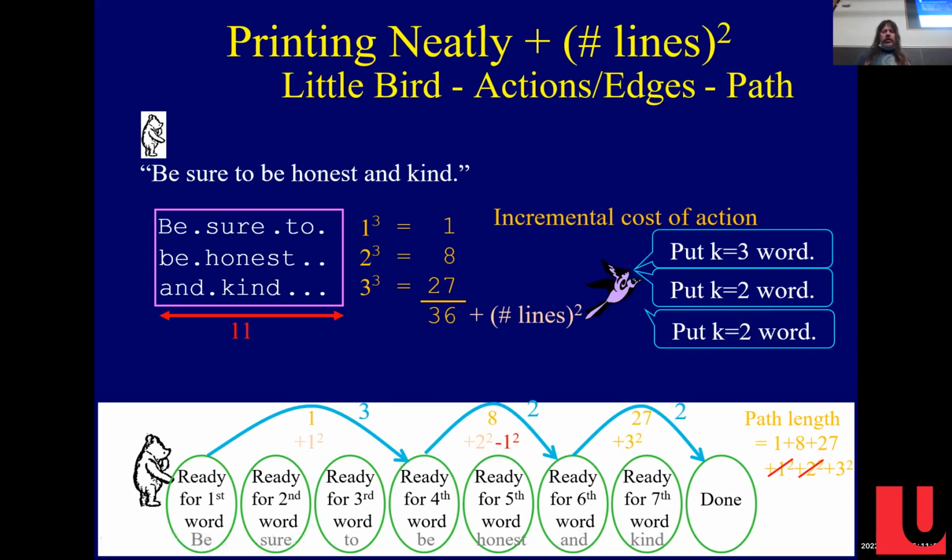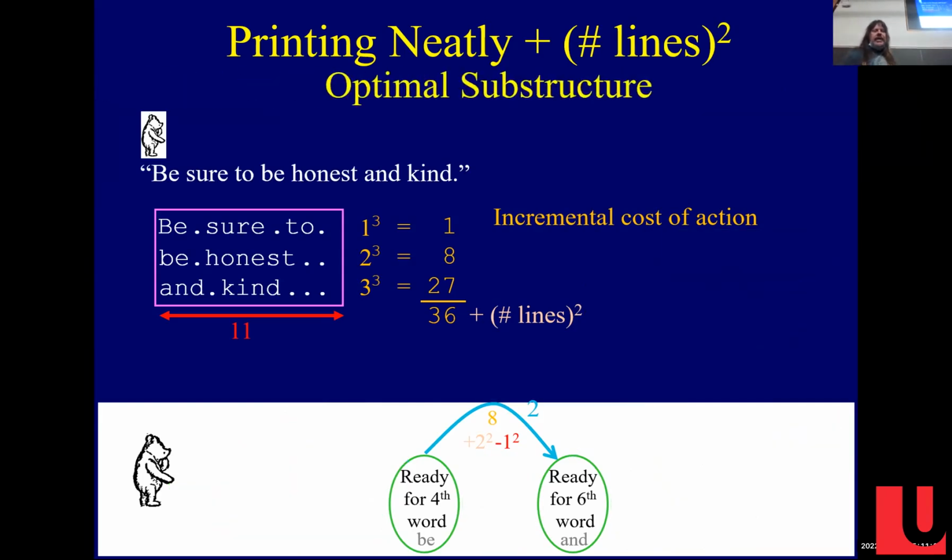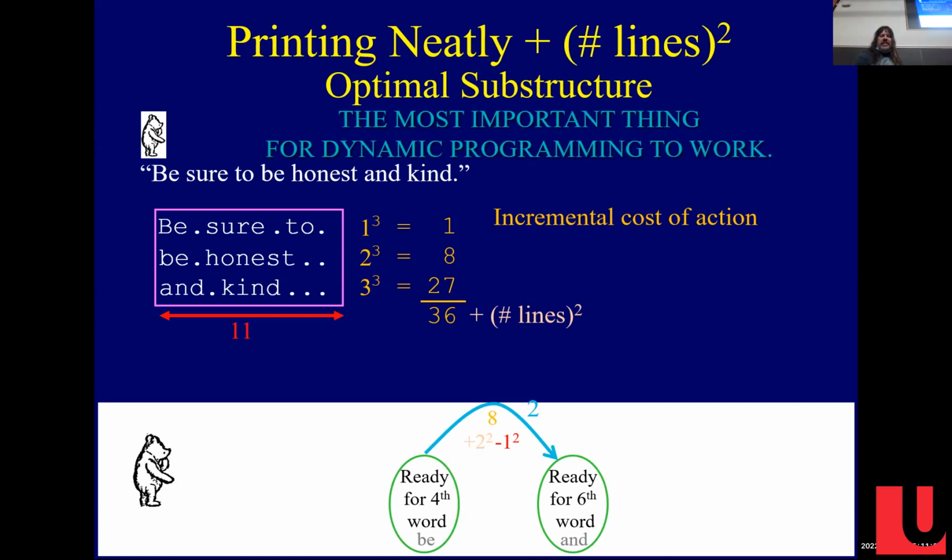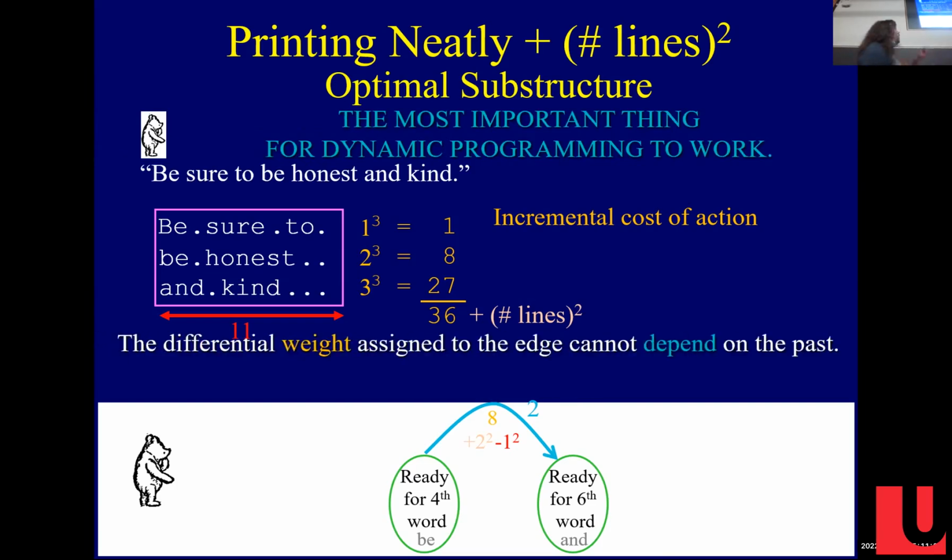We want to get rid of those, but we can easily fix that by having this weight be 1 squared and then this weight be 2 squared minus 1 squared, and then 3 squared minus 2 squared. So the sum of them is 3 squared. That seems like we're doing fine so far. Now, I told you we need what's known as an optimal substructure. One of the things that we need is that the past and the future are independent of each other. And specifically here, we need that the weight of that edge is independent of the past.